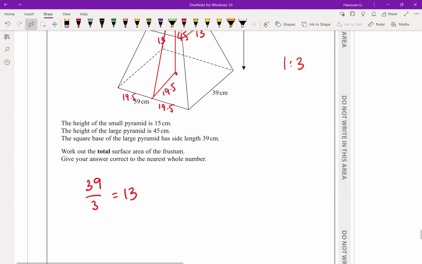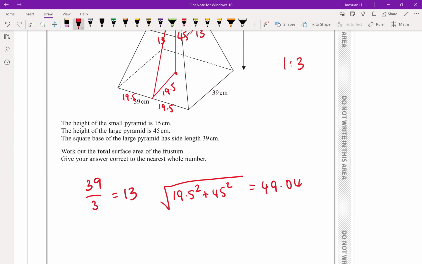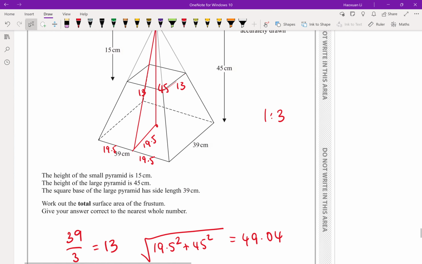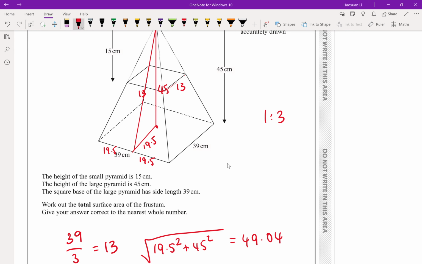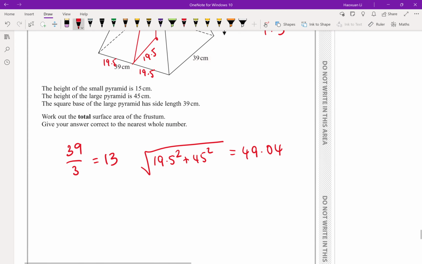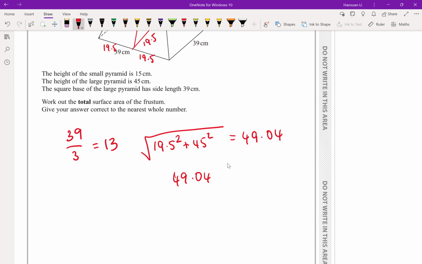So using Pythagoras, you can do the square root of 19.5 squared plus 45 squared, which will be 49.04. And then based on its scale factor, this is only 1/3 of it and this is 2/3 of it, so 49.04 times 2/3 should give 32.7. So it's 32.7 here.